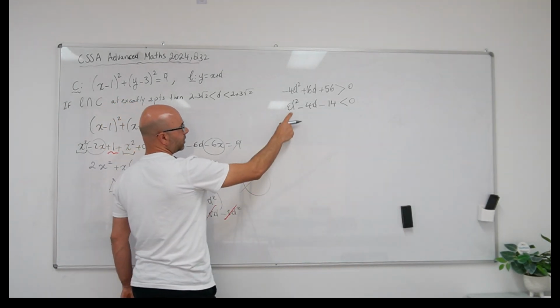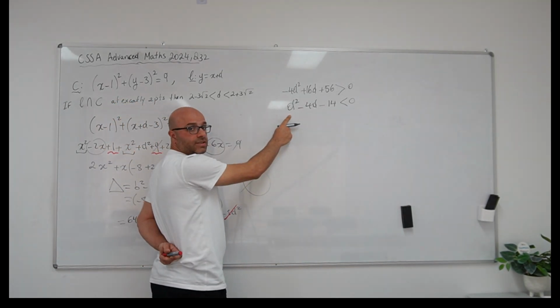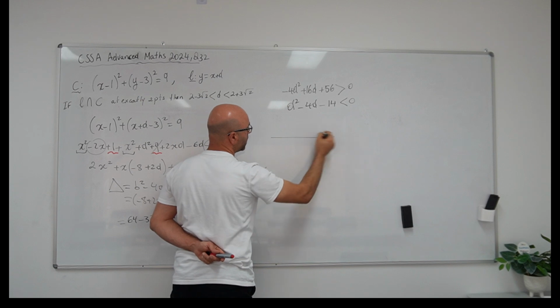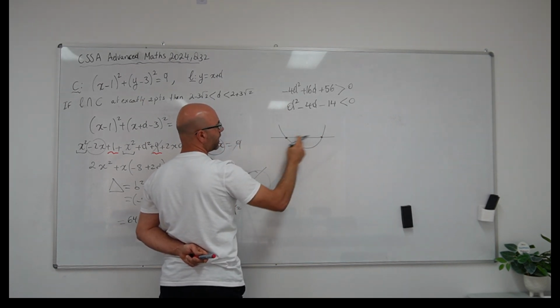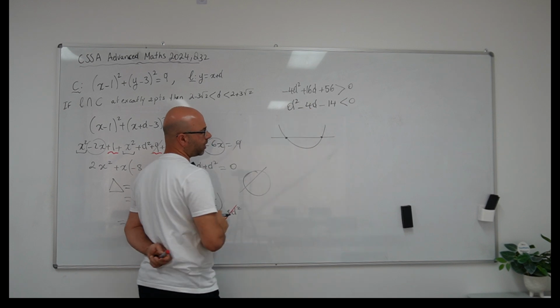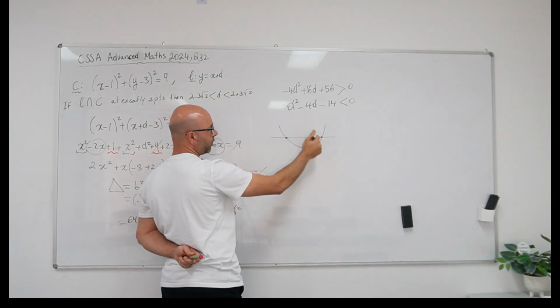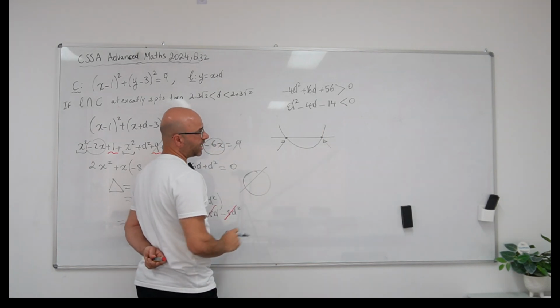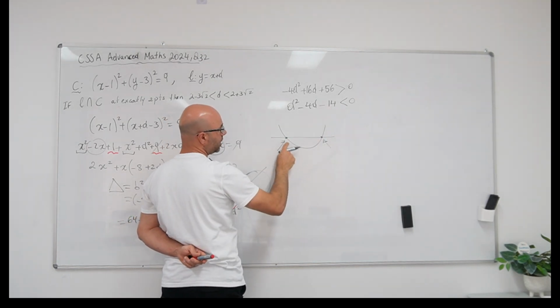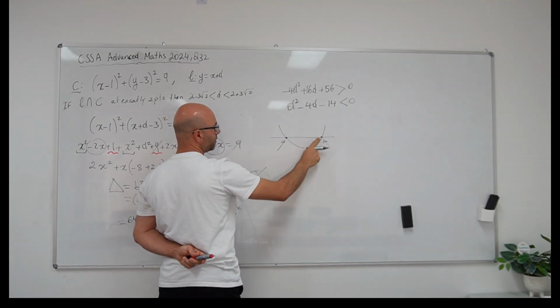We should pay attention to this again in the quadratic. Graphically, it's a parabola that is concave up, and I've got the 2 values here as the x-intercepts. We're going to apply the quadratic formula to find these 2 values. But because the quadratic has to be less than 0, what does this mean? D has to exist between these 2 values.